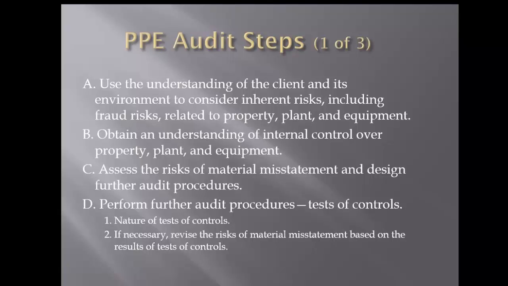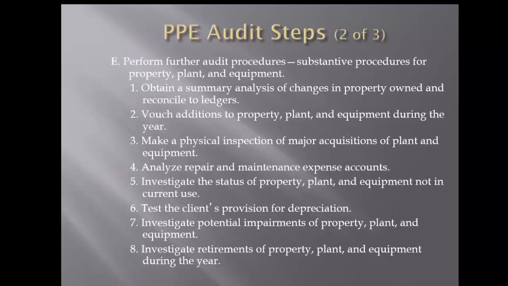We perform further audit procedures, tests of controls, the nature of the controls, and if necessary, revise the risk of material misstatement based upon the results of the tests of controls. So D is really focusing on whether we are doing an audit based upon this whole concept of the internal controls over financial reporting. We perform further audit procedures, substantive procedures. Think about substantive procedures: this is where we are measuring monetary misstatement. So in the measurement of monetary misstatement, this is the basis of our opinion on the financial statements.